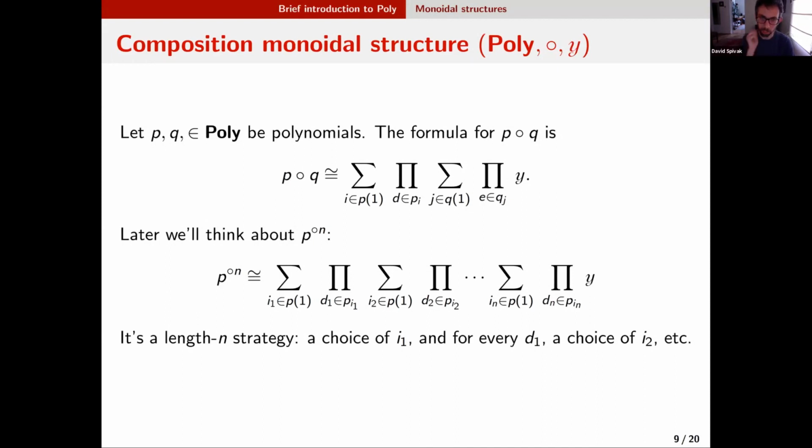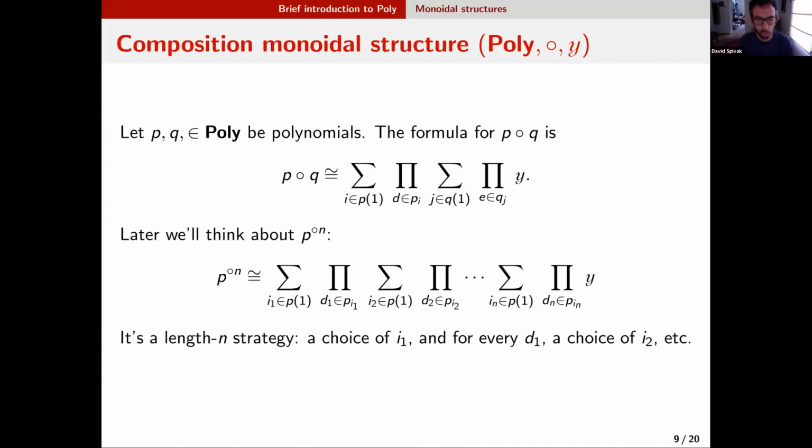I want to talk about that monoidal structure. What is P composed with Q? P composed with Q is the sum over i in P of 1. So it's a choice of position in P. And then for every direction there in P, it's a choice of position in Q. And for every direction in Q, in that position, it's a future. That's a kind of weird way of talking about it, but by a future, I mean an element of some undefined set you don't know yet. So someone's going to plug in a set for that y there, and you're required to give them an element of that set.